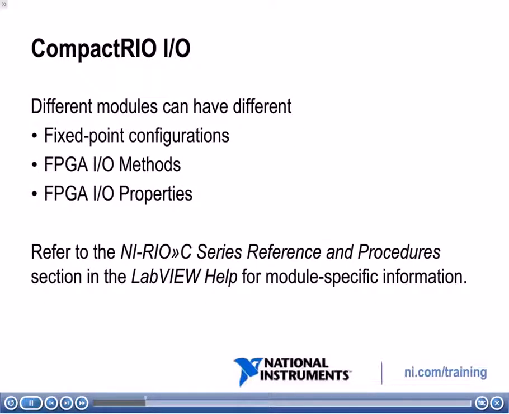Different Compact RIO modules can have different fixed point configurations. The outputs or inputs of these modules are going to be a fixed point data type, and depending on the module, the fixed point configuration might be different. Also, the methods associated with these modules will be different, and the properties as well. We'll take a look at a couple of these examples in the next slides. If you want more specific information on a particular module, you can go to the link in the help shown on this slide.